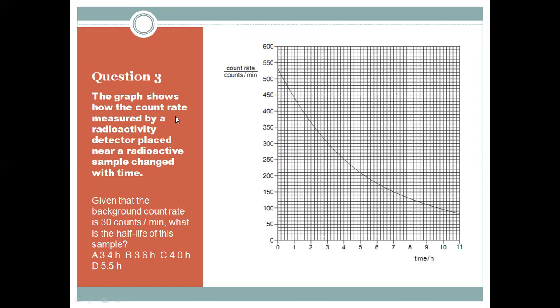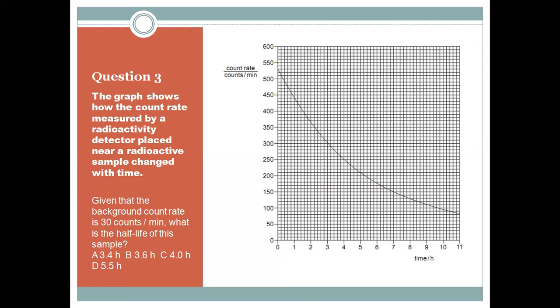Question number 3, this is the graph. The graph shows how the count rate measured by a radioactivity detector placed near a radioactive sample changed with time. So this is exponential decay again. And the background count rate is 30 counts per minute. So what is the half-life of this sample? What is the procedure? First, this is the total count, 530. If you see the graph, that is clearly seen. There are 5 divisions between 50, so each small division represents 10. So 510, 520, and 530 is the count rate at t equals 0.